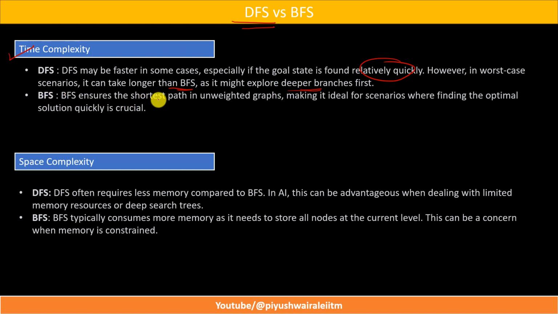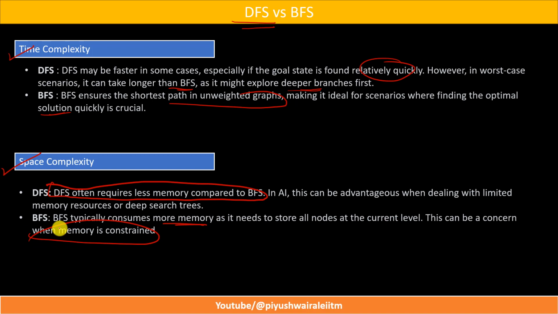BFS ensures the shortest path in an unweighted graph, making it ideal for scenarios where finding the optimal solution quickly is crucial. And what is space complexity? In terms of space complexity, DFS often requires less memory compared to BFS. So, important point, it can be asked in the exam. In the case of AI, this can be an advantage when dealing with limited memory resources or deep search history. BFS typically consumes more memory as it needs to store all nodes at the current level, and this can be a concern when memory is constrained.